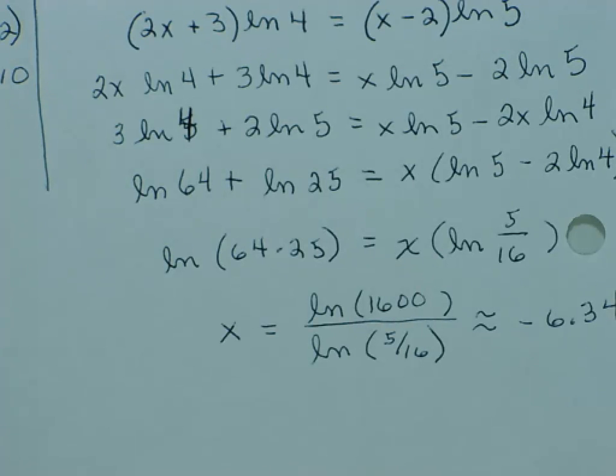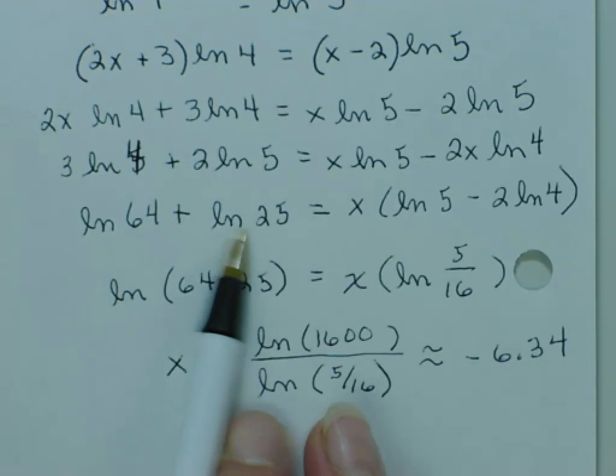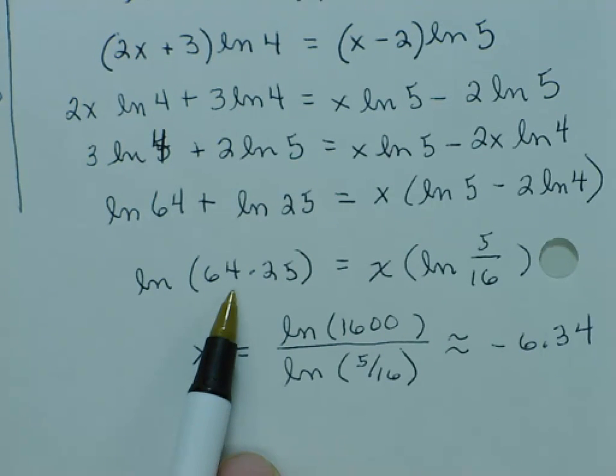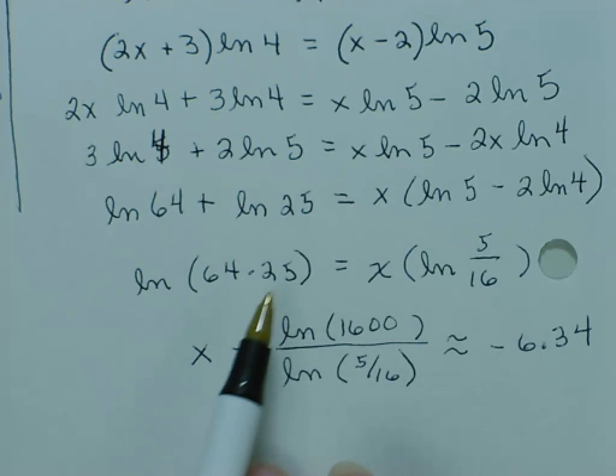Can I ask you a question? Yes, ma'am. In this step where you got natural log of 64 plus natural log of 25, what did you say we did to combine? How do you put the sum of two logs back together? Okay, so we're putting the logs together. I'm just writing this down. Yeah, that's fine. Put the sum of two logs back together as a log of a product.